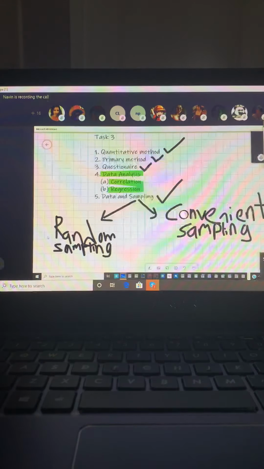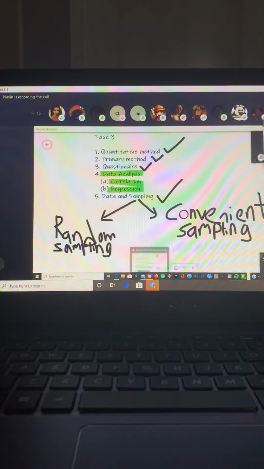Okay, so you are doing random sampling and you are doing convenient sampling. This one you need to do for task number 3. I repeat, quantitative methods, primary method, questionnaire. This one don't write first, later we'll explain next week. And you need to write about data and sampling: where you get your data, how many data, which sampling you are using. Okay, so this is for task number 3. You need to write that.